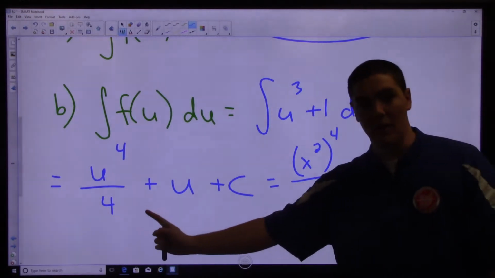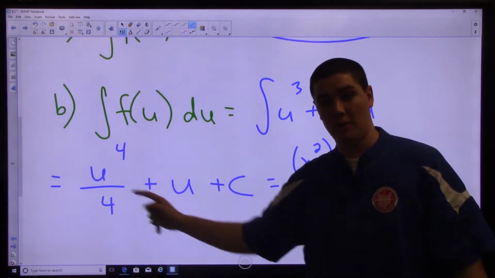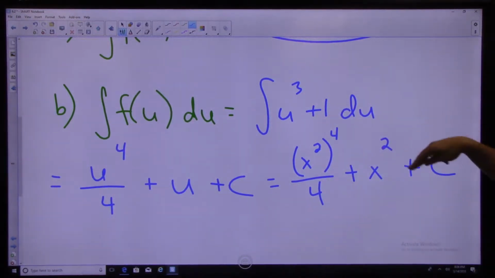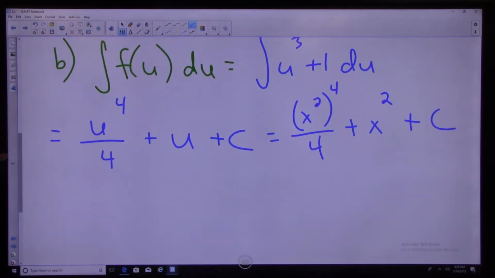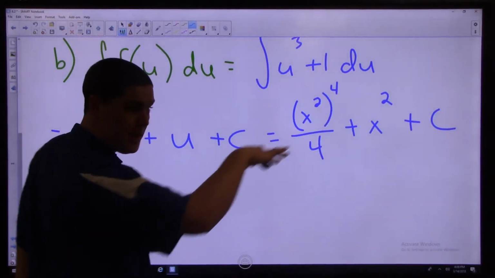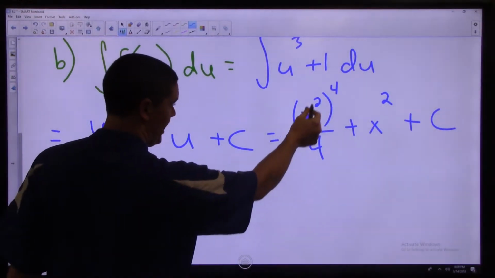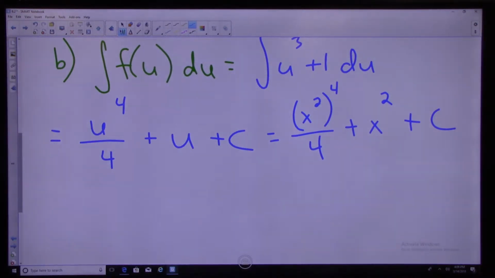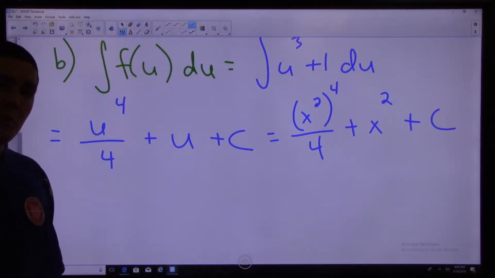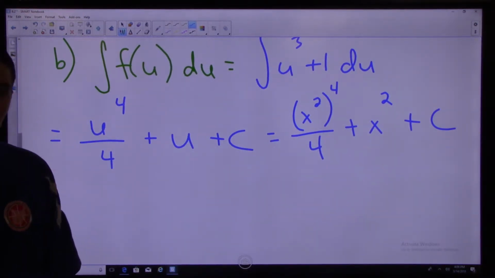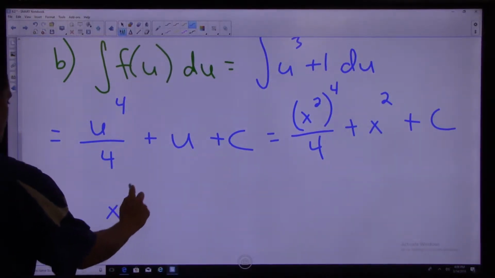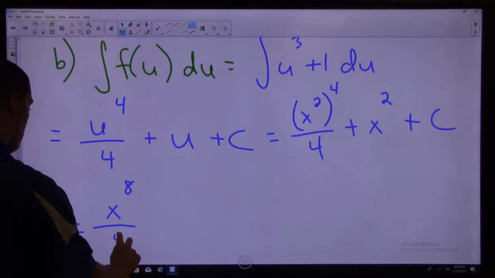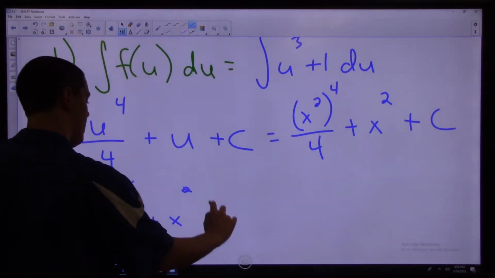Do you guys see what I did there? All I did was substitute x squared in for u, and now this is a function with x in it. Now I'm just going to simplify. What do you do when you take an exponent to an exponent? What's the shortcut? Hopefully you said multiply, not add. You multiply those exponents together. So it's going to be x to the 8th over 4 plus x squared plus c.